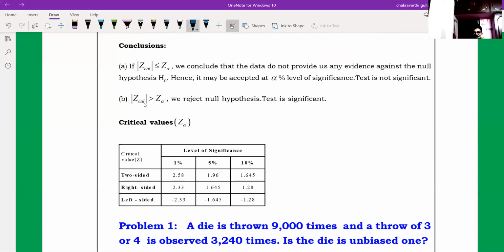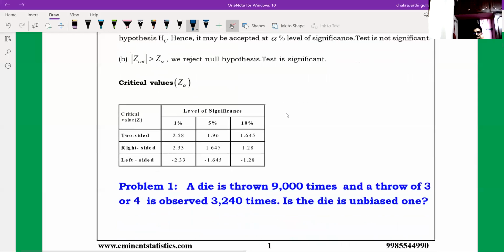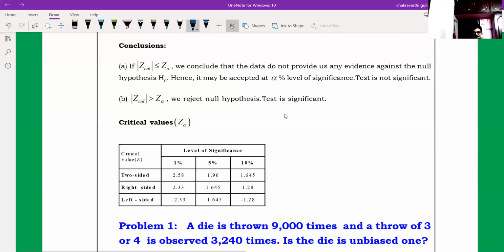If mod Z calculated is greater than or equal to Z alpha, we reject the null hypothesis. The test is significant. This is very, very important. By the p-value approach, by using some software, the technology generates the p-value. If the p-value is less than alpha percent LOS, H naught is rejected.